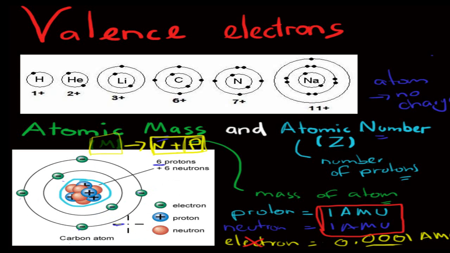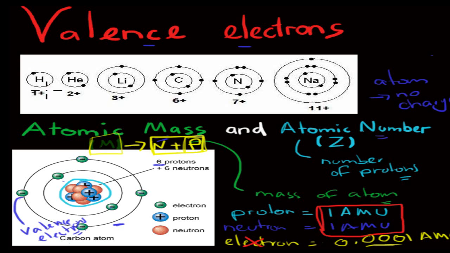But the electrons that are most important are the electrons on the outer shell. So these 1, 2, 3, 4. These 4 are called your valence electrons. Valence electrons are just your electrons on the outermost shell, and they're going to be the ones that take part in reactions. The other electrons don't take part in reactions. So what you should know is the valence electrons are your outermost electrons that take part in reactions.